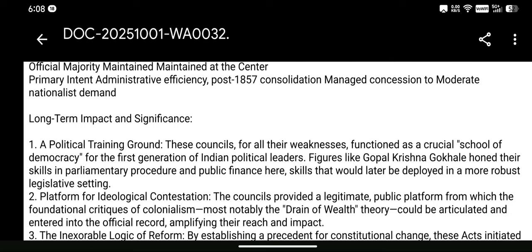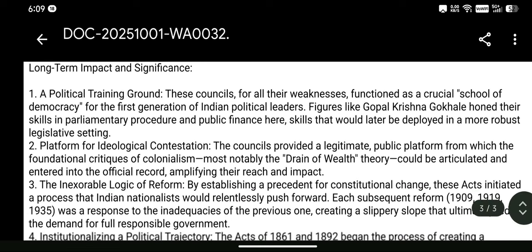Long-term impact and significance. A political training ground: these councils, for all their weaknesses, functioned as a crucial school of democracy for the first generation of Indian political leaders. Figures like Gopal Krishna Gokhale honed their skills in parliamentary procedure and public finance, skills that would later be deployed in a more robust legislative setting. Platform for ideological contestation: the councils provided a legitimate public platform from which the foundational critiques of colonialism, most notably the drain of wealth theory, could be articulated and entered into the official record, amplifying their reach and impact.